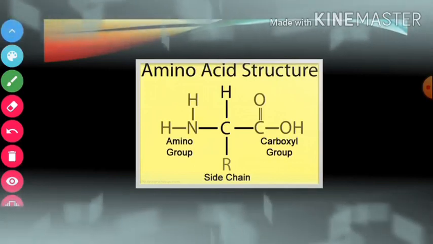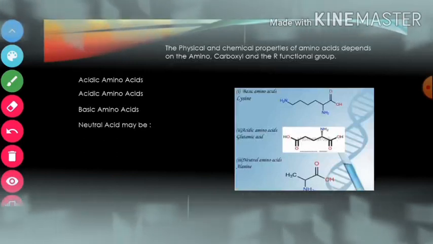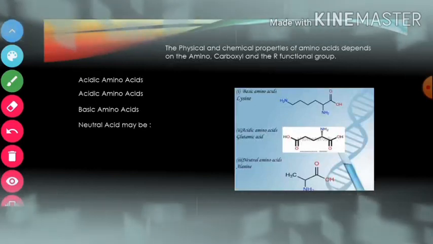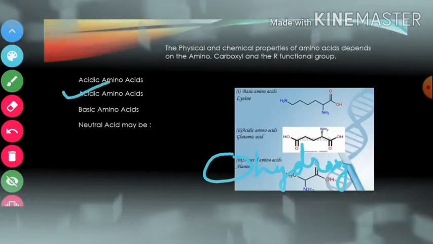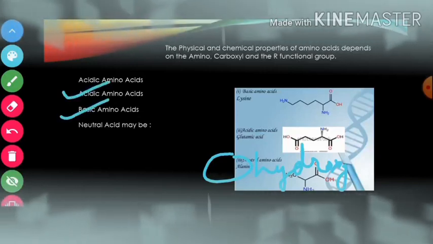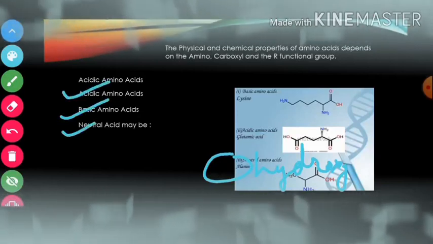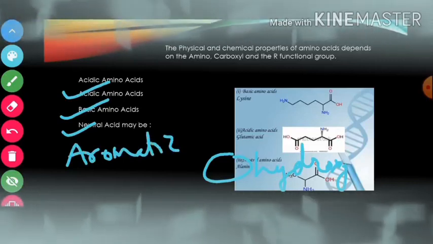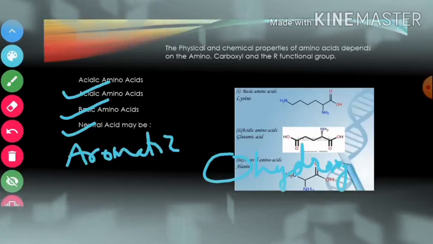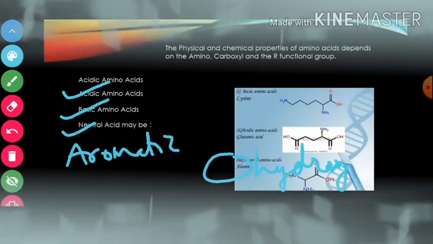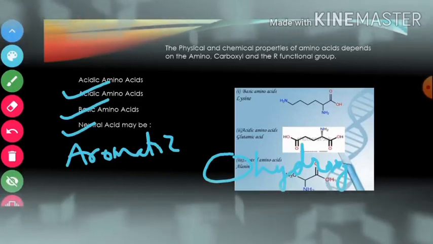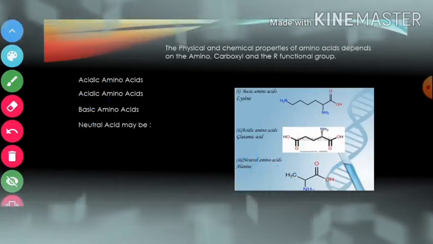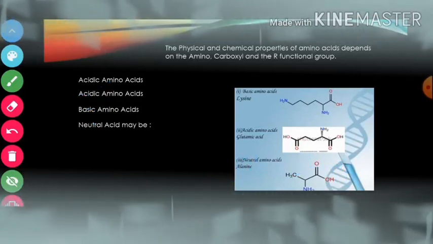Okay, now children, the physical and chemical properties of amino acids depend on the amino, carboxyl and R functional groups. And depending upon the number of amino groups and carboxyl groups, amino acids may be acidic amino acid, basic amino acid, neutral amino acid, and the fourth one is aromatic amino acid. A specific property of amino acids is the ionizable nature of the amino group and carboxyl group. And so the structure of an amino acid changes in solutions of different pH.